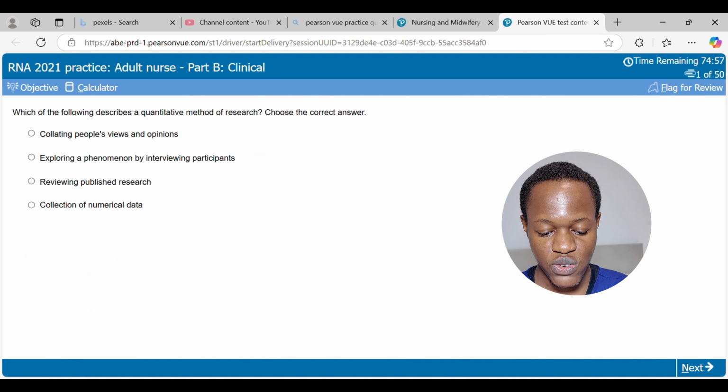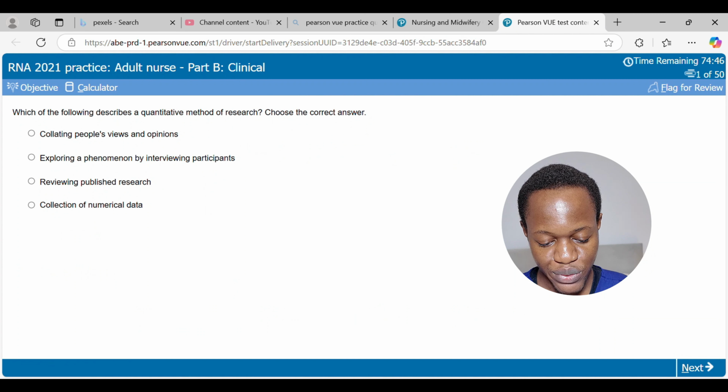Which of the following describes a quantitative method of research? Choose the correct answer. So quantitative means what? Something that can be quantified. That means like numbered. So A says collecting people's views and opinions. B says exploring a phenomenon by interviewing participants. C says reviewing published research. D is a collection of numeral data. We'll be choosing collection of numeral data.